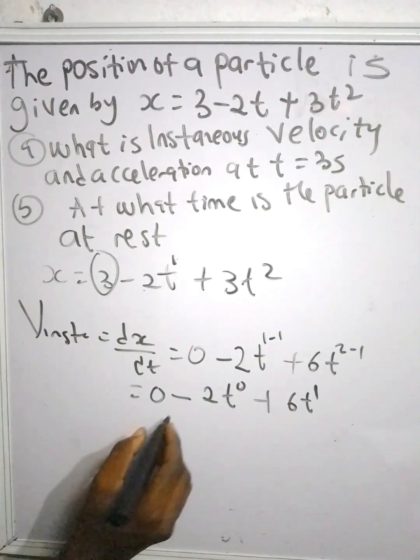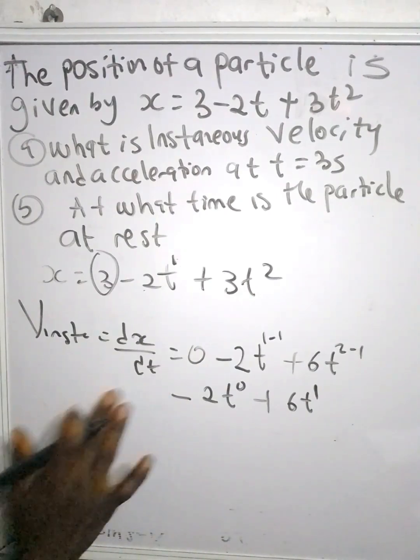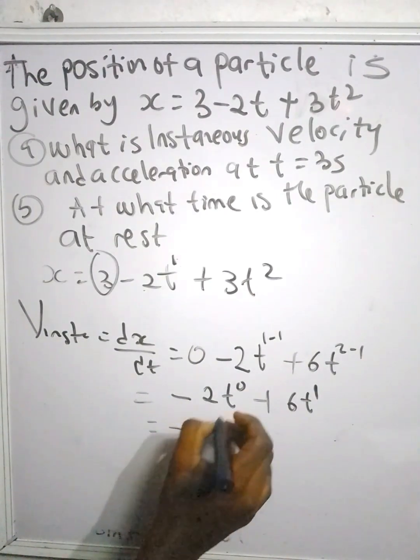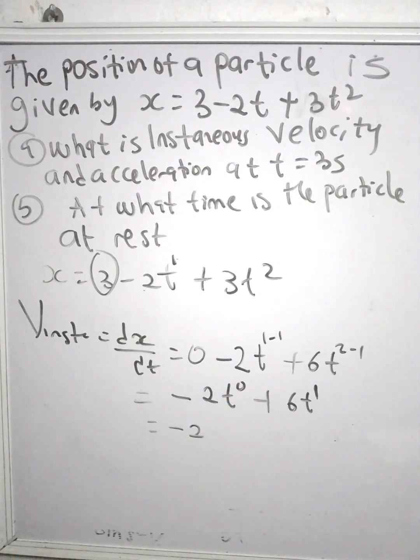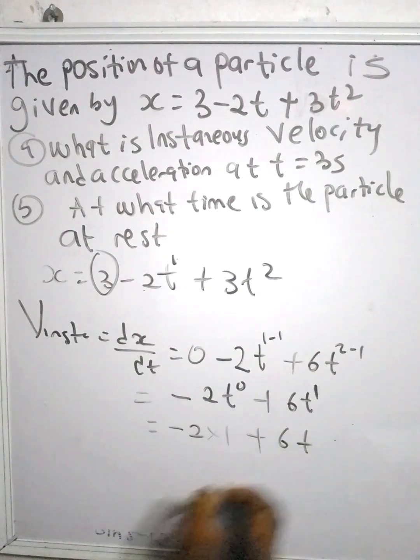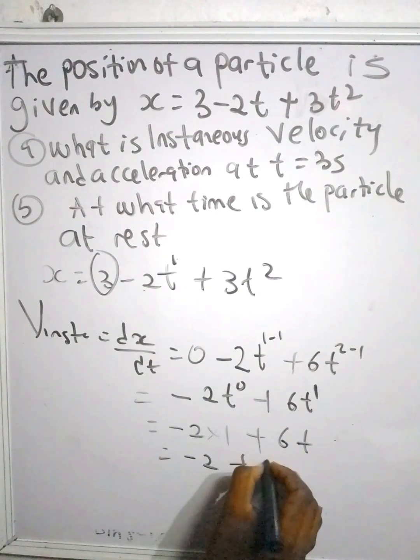So from there, this one is already 0, but the minus will still be there. That's minus 2 times t raised to 0, and t raised to 0 is 1, so 2 times 1 is 2. Plus 6t. So my final answer is minus 2 plus 6t.